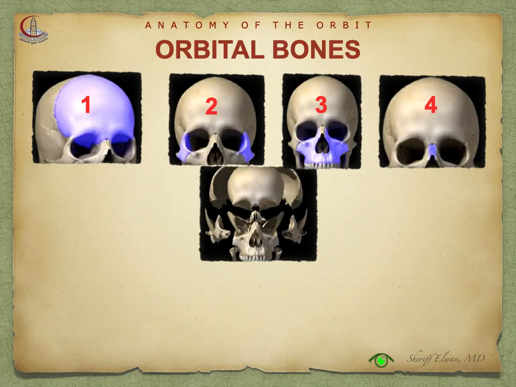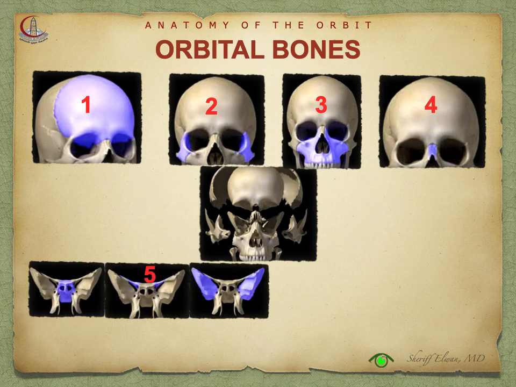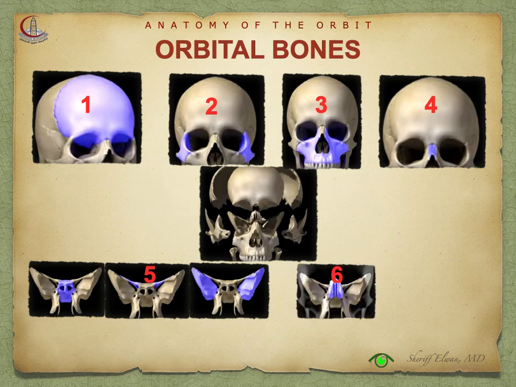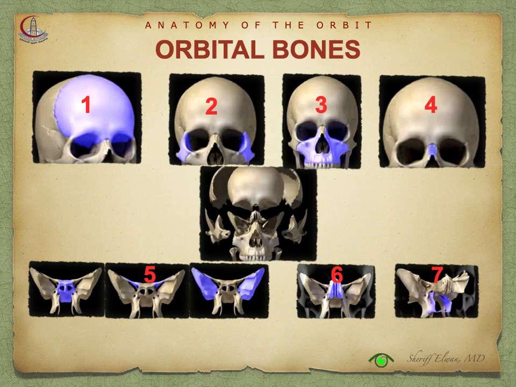If we dismantle the skull, we find there are 3 more bones that form the orbit. These are the sphenoid bone, which is butterfly in shape, with a central body and 2 lateral wings on each side, the smaller wing of the sphenoid or lesser wing of the sphenoid and the greater wing of sphenoid. And the ethmoid bone, which is a single midline bone, and finally the palatine bones, which are 2.